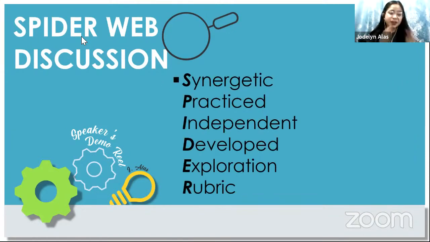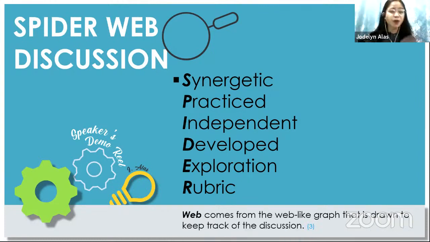Now, spiderweb discussion is called spiderweb discussion because it is expected to be synergetic, practice, independent, developed with exploration and makes use of rubric. Of course, the web in the name of the spiderweb discussion comes from the web-like graph that will be drawn by the teacher to keep track of the discussion. Let me show you an example I have here.